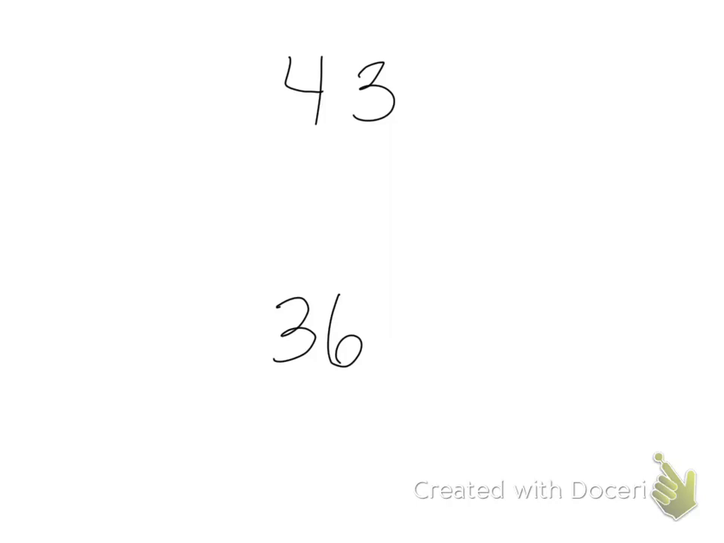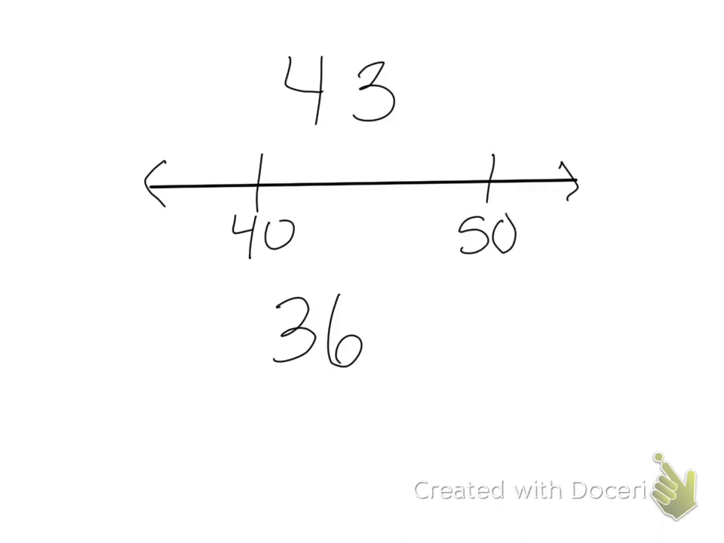Okay. What if I have 43? Well, on my number line, I would see that this number is in between 40 and 50. But 43 is really close to the number 40. So I would round 43 to 40. Okay, because it's closer to 40 than it is to 50.